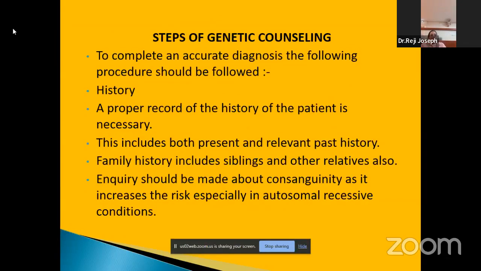What are the steps of genetic counseling? The following are the procedures which have to be followed. First, we have to know the history of the patient, and you have to have a proper record of the history. Then you have to say whether they are consanguineous or not, whether they are blood related or not. Now coming to the family history, you have to know about the siblings as well as the other relations also. Next slide, please.